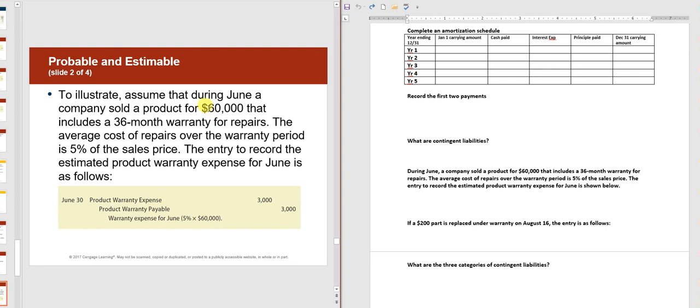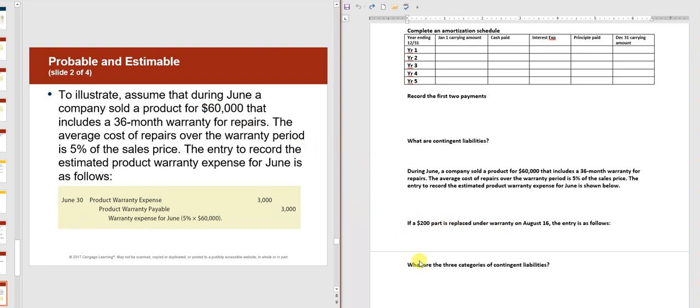So I have sold the product for $60,000. In the journal entry, I'd debit accounts receivable and credit sales for $60,000, and debit cost of goods sold and credit inventory for some amount less than $60,000, I'm assuming. It includes a 36-month warranty, so I have to estimate. The average cost over the warranty period is 5% of sales price. I would get that from past experience, or from trade associations, or by looking at a similar product, but basically I have to make an educated guess. 5% of 60,000, I estimate I'm going to spend $3,000, so I debit warranty expense and credit warranty payable. The important thing is this is in the same year as I made the $60,000 sale.